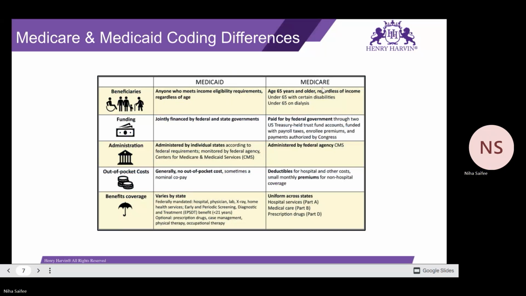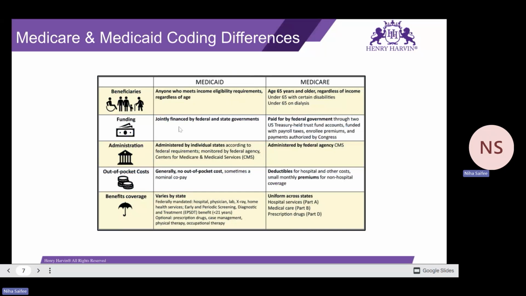Medicare is for elderly people. Anyone who is above 65 years old is eligible for Medicare, regardless of income. If the person is above 65, whether it is a normal income, high income, or low income, whatever income it is, they are eligible for Medicare. And Medicaid, whether young, adult, or old, anyone who has a low income bracket is eligible for Medicaid.